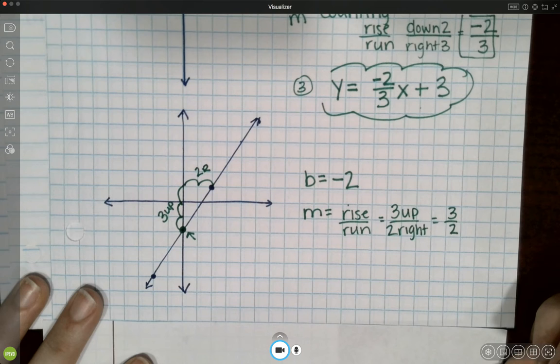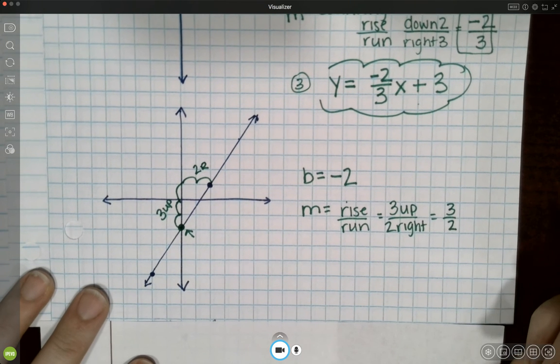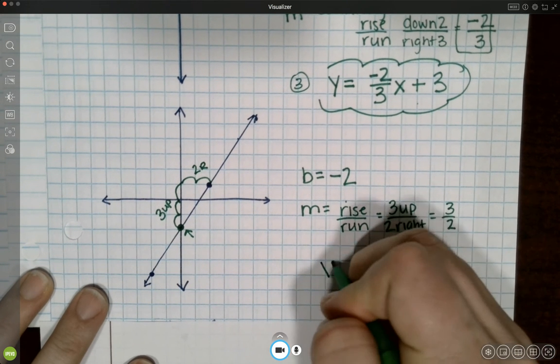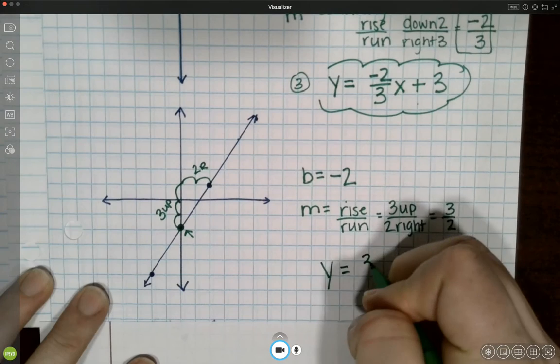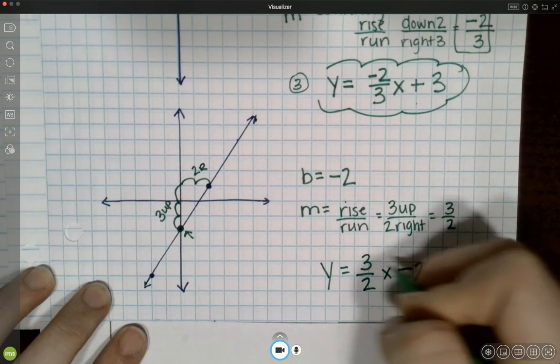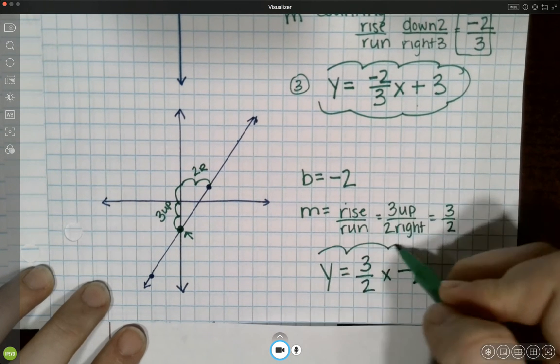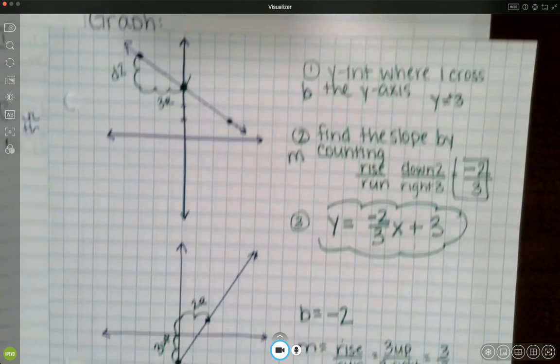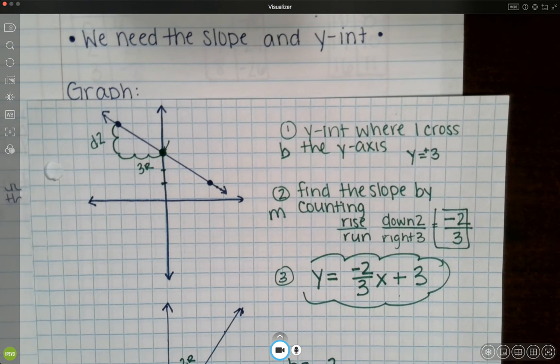Now I have to write my equation, which results in y equals 3 halves x minus 2. I got my m and I got my b. So that's what we do when we are in graph form. Where do I cross the axes? And then I have to find the slope by counting squares.